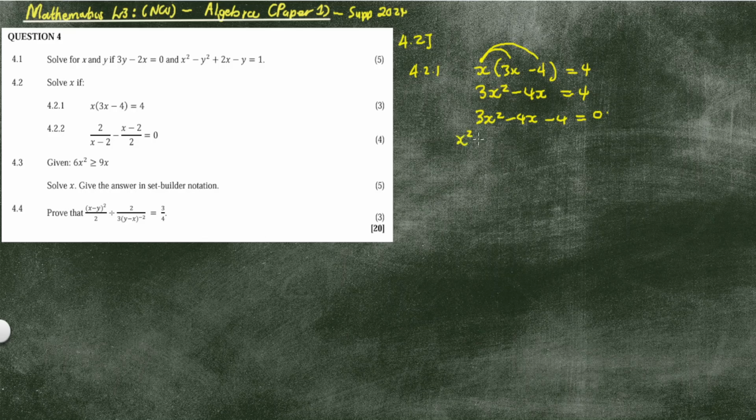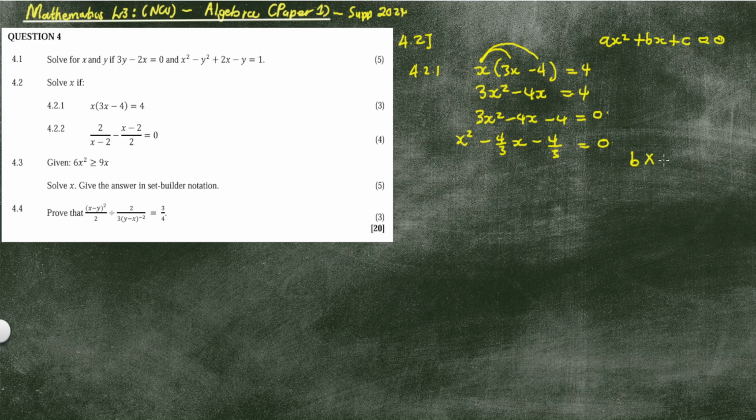So it's going to be x² − 4/3 x − 4/3 = 0. Remember, when you complete the square, you need to make sure that the a value is positive 1. What do I mean by the a value? A quadratic equation in standard form is like this. The a value, meaning the coefficient of x², must always be a positive 1.